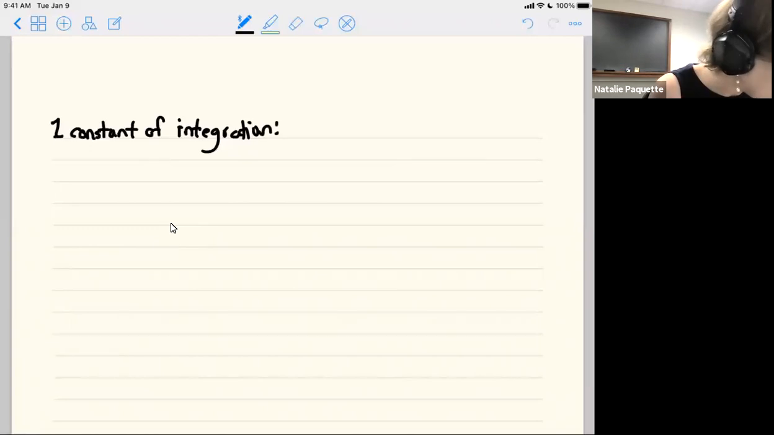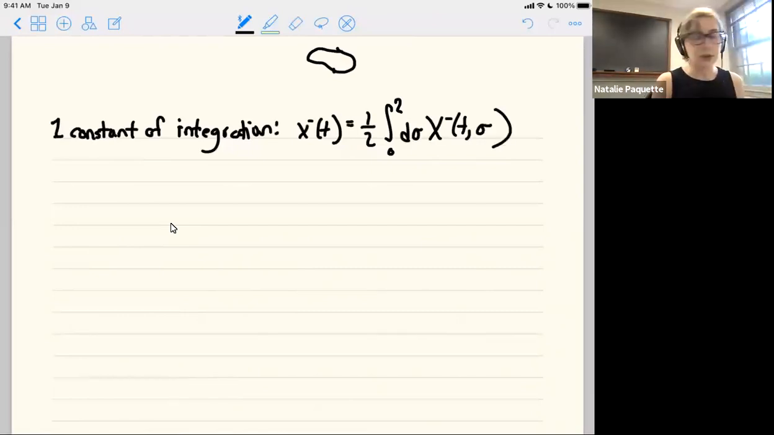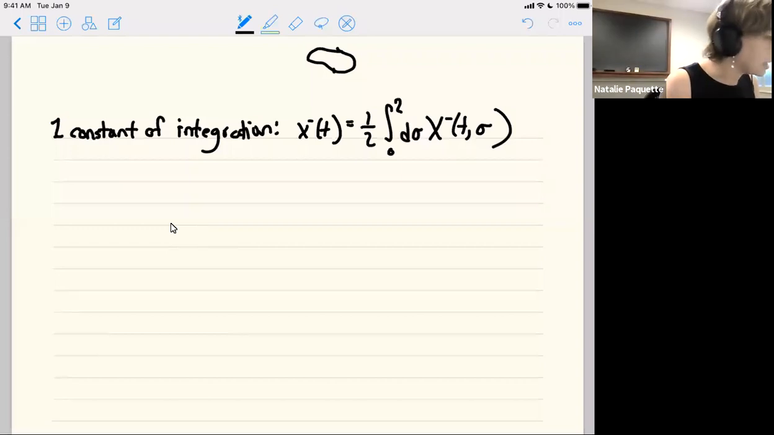So there is one constant of integration left over from solving the Virasoro constraint, and I'm going to call it little x minus. It's a function of t. If you like, I can write it like this, where I'm parameterizing my closed string as a string of length L. So hopefully you see that this is a curly L, and I'm integrating over sigma. So we still have a little degree of freedom there from doing this.